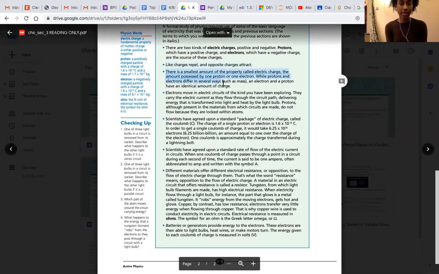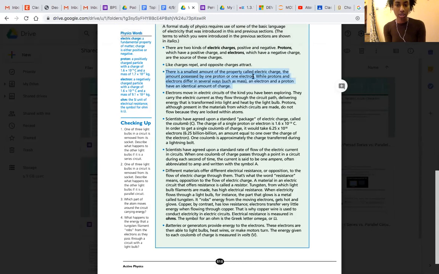Bullet point 3, there is a smallest amount of the property called electric charge, the amount possessed by one proton or one electron. While protons and electrons differ in several ways, such as mass, an electron and proton have an identical amount of charge.